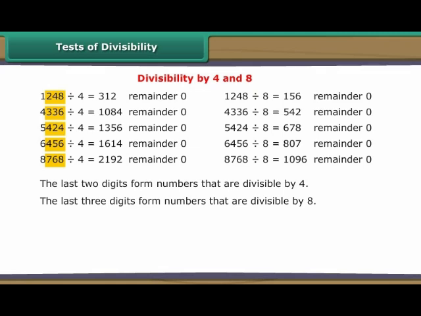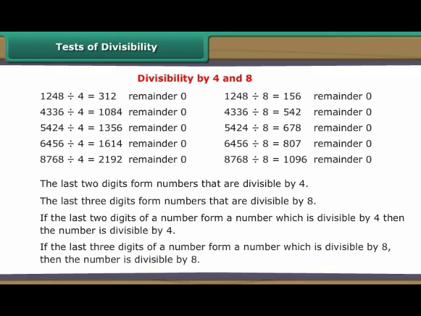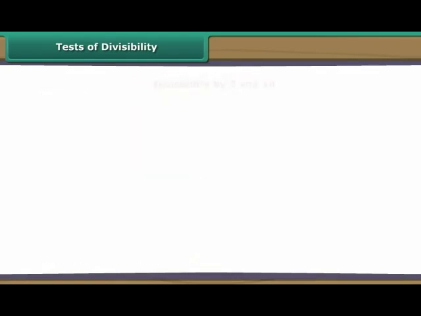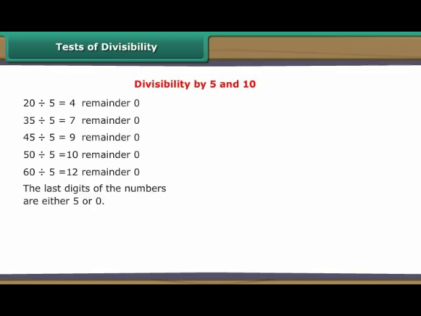Therefore, we can say that if the last 2 digits of a number form a number which is divisible by 4, then the number is divisible by 4. If the last 3 digits of a number form a number which is divisible by 8, then the number is divisible by 8. Consider some numbers: 20, 35, 45, 50, 60. Let us divide them by 5. 5 divides them all exactly. Look at the last digits of the numbers. They are either 5 or 0.